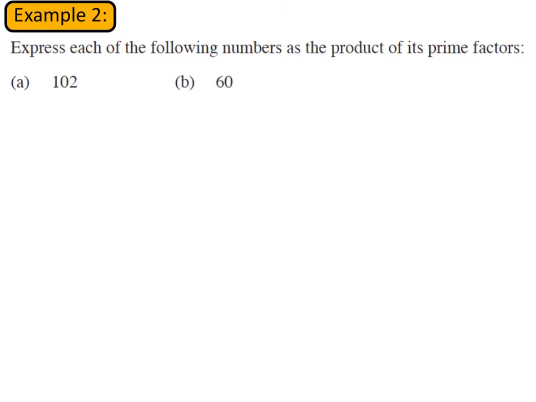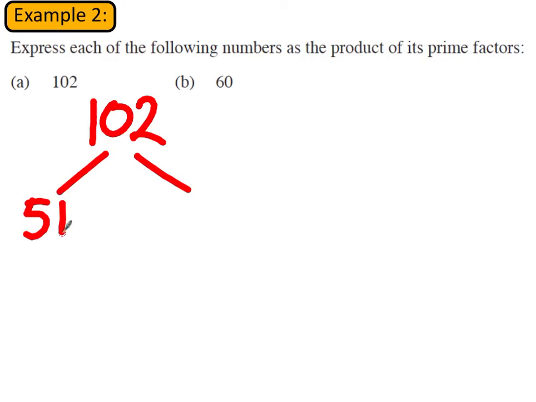These ones look a bit more complicated, so we'll start off with 102. 102 is a bigger number, and it's hard to think sometimes of things that it's going to divide into. The easiest thing to do is that it is obviously an even number, so it's going to divide by 2. If we divide it by 2, we can split it up into 51 and 2. Well, of course, 2 is a prime number, so we'll circle that one.